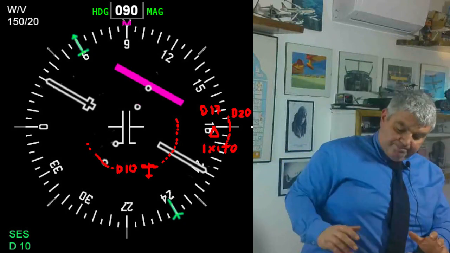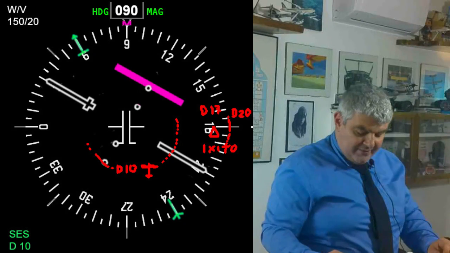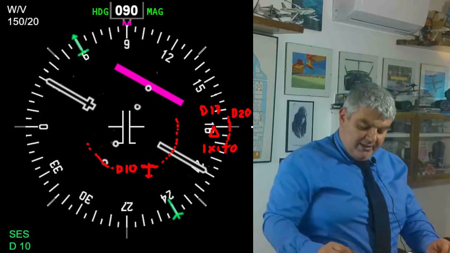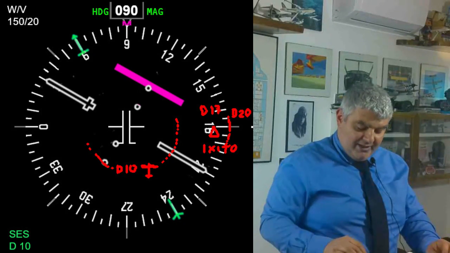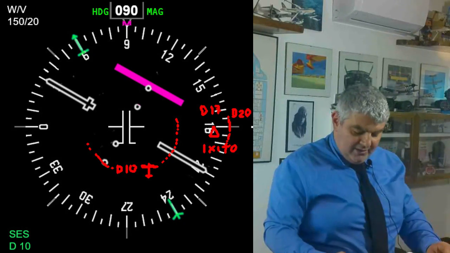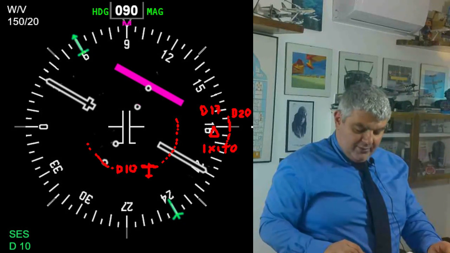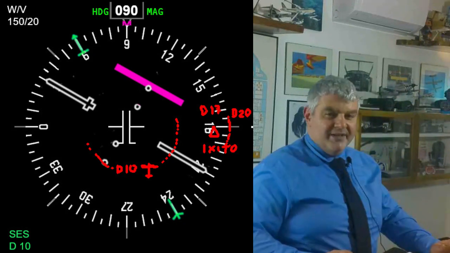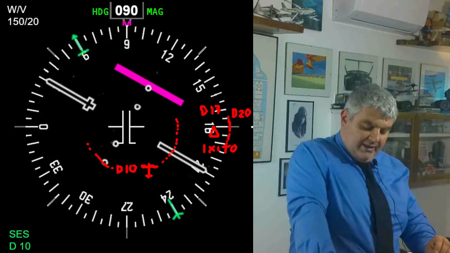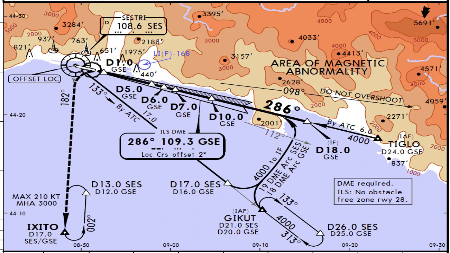Now, with this, I can see where the radial 182 DME 17 is located, and I can find where ICAO is, and I can mentally depict a line that connects me to ICAO, okay? I can also depict the holding. Now, to depict the holding, once again, to help me, the best solution is to set a course on 182. So the 182 will help me in drawing the holding.